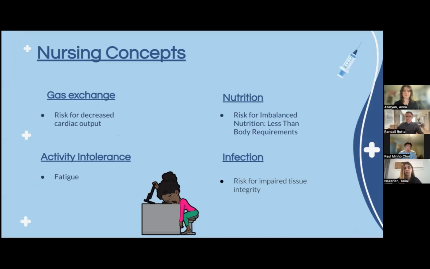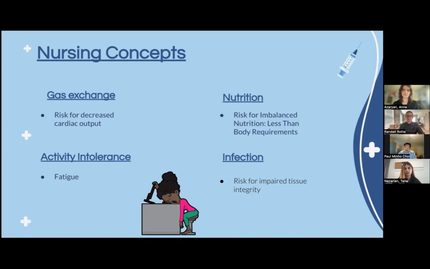Slide. So I included three or four nursing concepts: gas exchange, nutrition, activity intolerance, as well as infection. I included fatigue, because patients will be going through a hypermetabolic rate, and they're going to have an increased demand of energy, which can lead to exhaustion. And then you can also have risk for imbalanced nutrition, less than body requirements. This is due to hyperthyroidism causing patients to have a hyperactive metabolic rate, which can cause the body to burn more energy than it normally would.